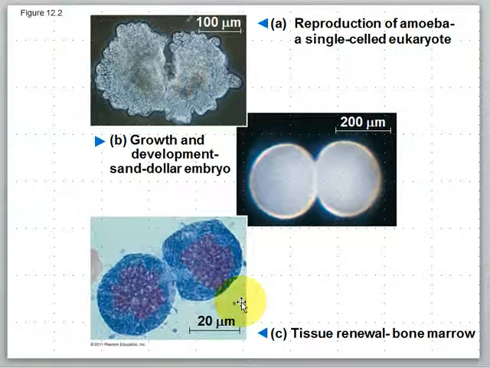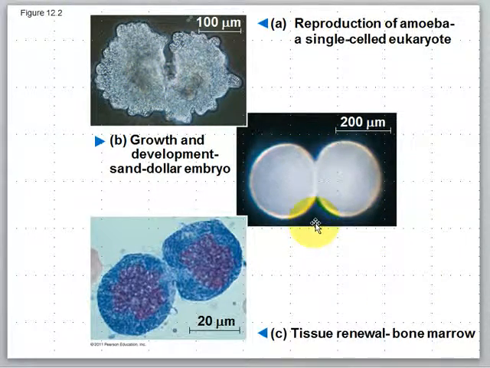Your textbook always does a great job of showing various photographs, and inside your textbook early in the chapter it shows these three photographs. At the top we have reproduction of a single-celled creature. Right here we have an amoeba splitting into two, and there'll be two whole separate amoebas where there was one. Here we have growth and development.